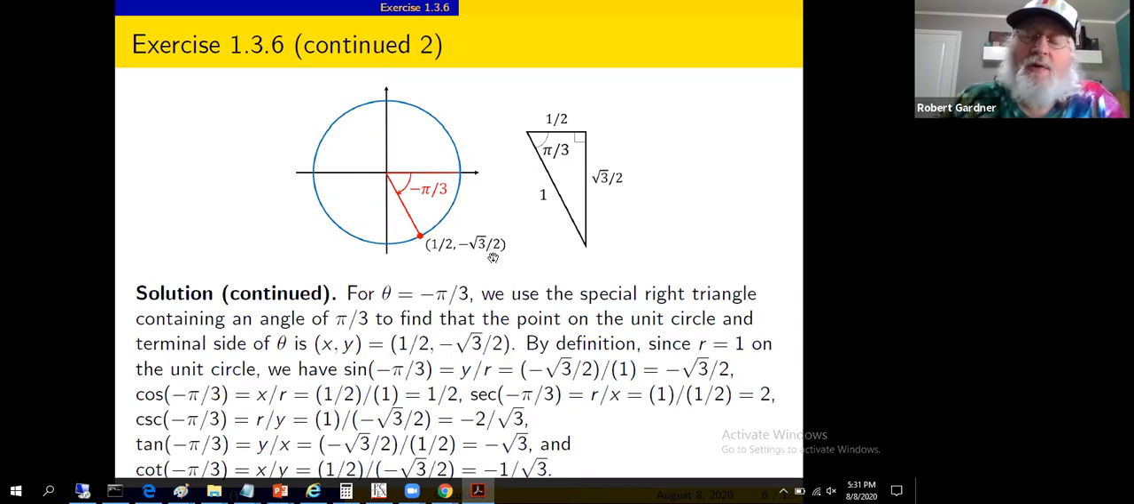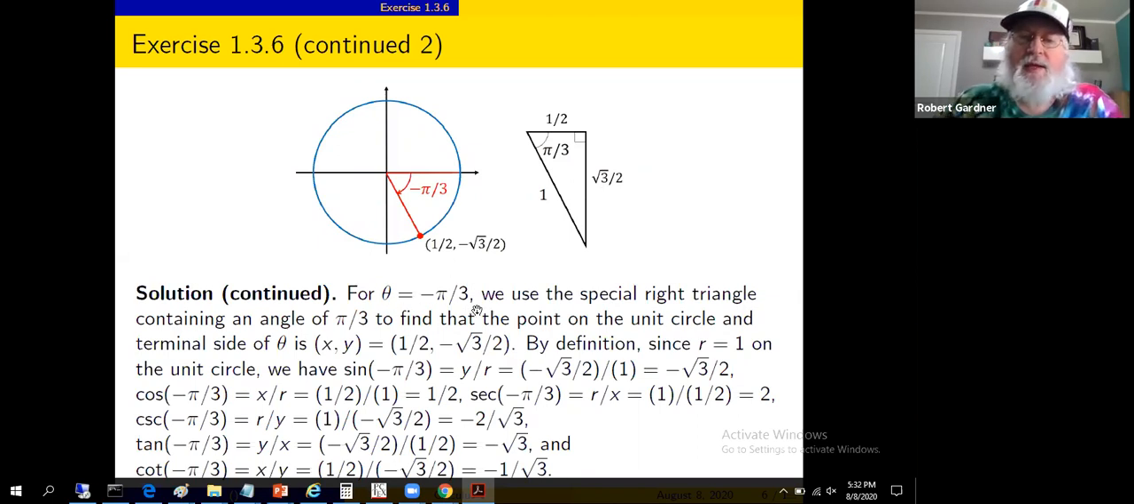Oh, we went down in the x direction, so the x coordinate isn't square root of 3 over 2, it's negative square root of 3 over 2. So I can use the 1/2 and the square root of 3 over 2 in this special triangle to determine the coordinates of the point down here. Just got to be a little careful. We're down here in the 4th quadrant where x is positive and y is negative. So I use the special triangles to find the absolute values of the coordinates. And then I look at the quadrant, and that tells me what's positive and what's negative.